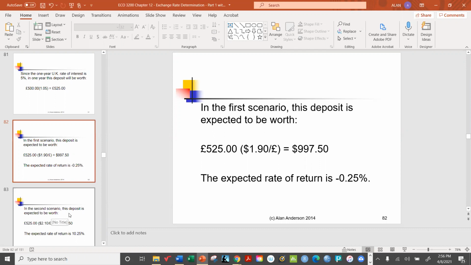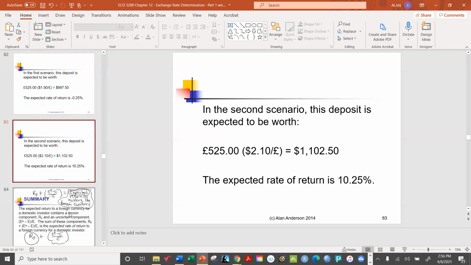Of course, on the other hand, what if the dollar had gotten weaker and jumped up to 210? Look at the rate of return now. Now we're happy. We're really happy because all of a sudden we've made more than 10%. I mean, we thought we were getting 5% and instead we got 10.25%. Not bad. So that means the weaker we expect the dollar to be in the future, the more likely we are to invest in euro sterling rather than euro dollars.